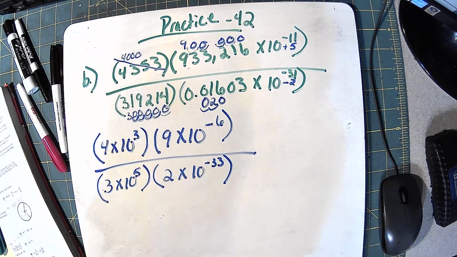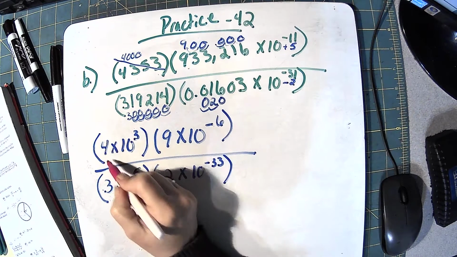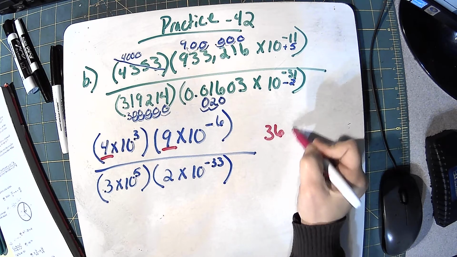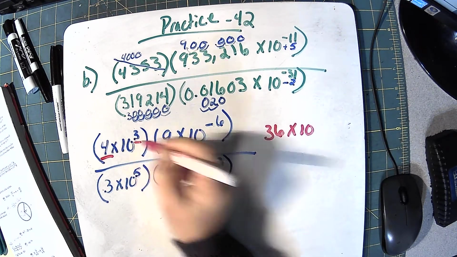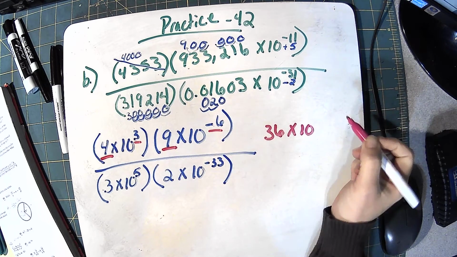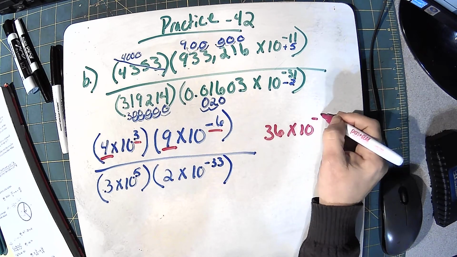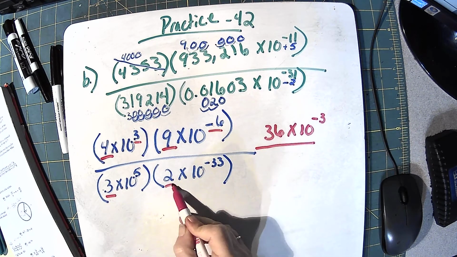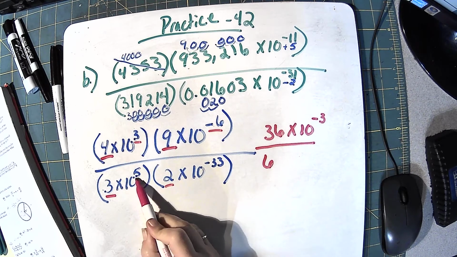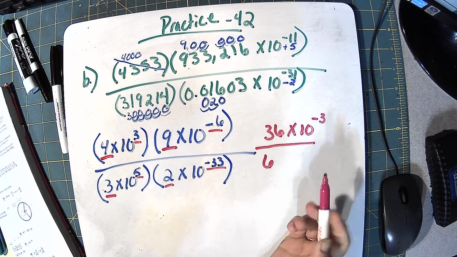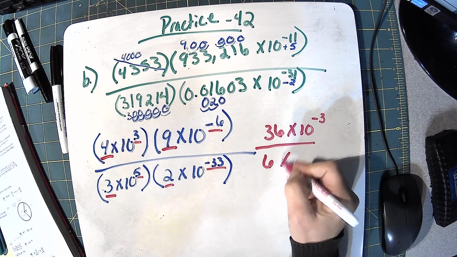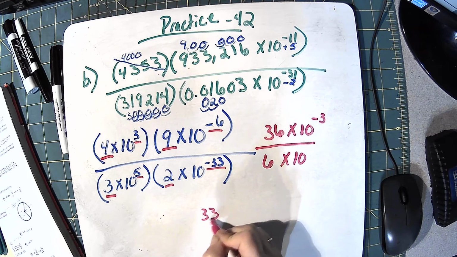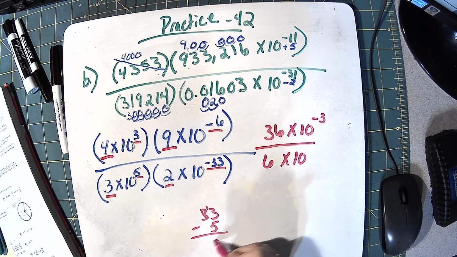Now we're going to multiply our numbers and add our exponents. So 9 times 4 is 36. And then 3, negative 6, positive 3, negative 6 would be negative 3. Okay, there's our top. And then here we're going to say 3 times 2 is 6. And then 5, positive 5, negative 33 would be, let's see, 8, 28.